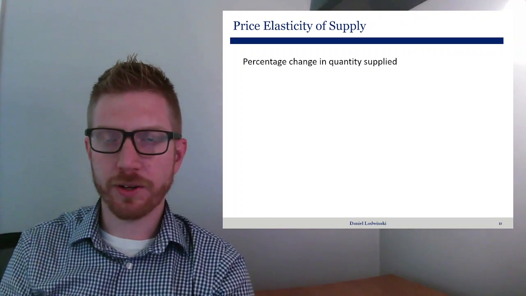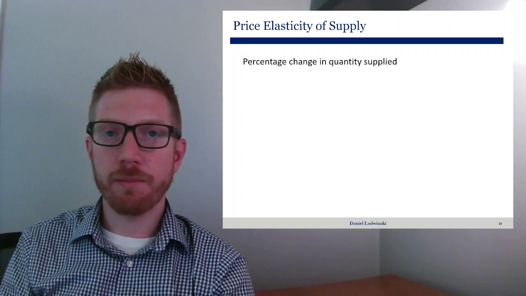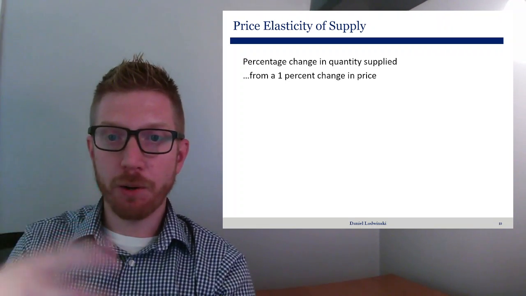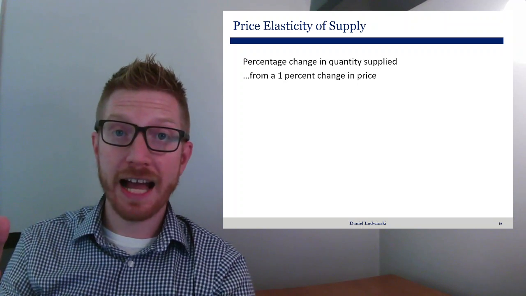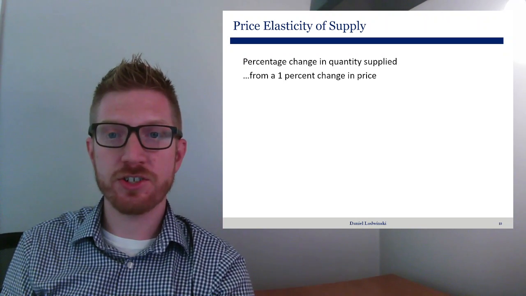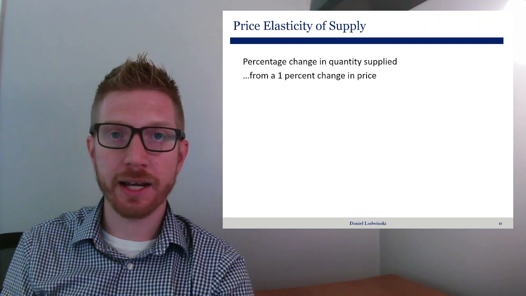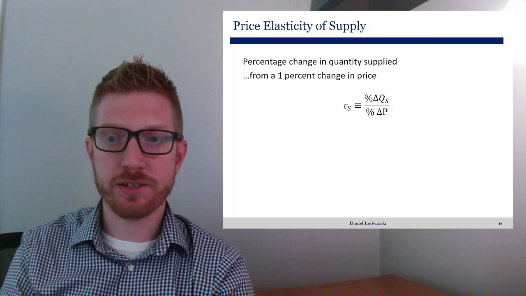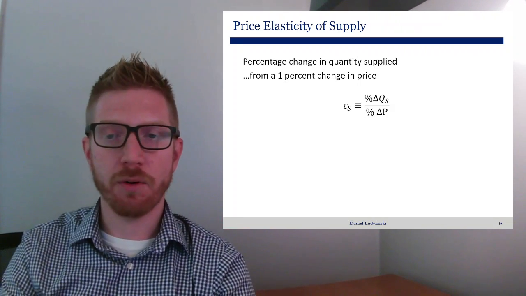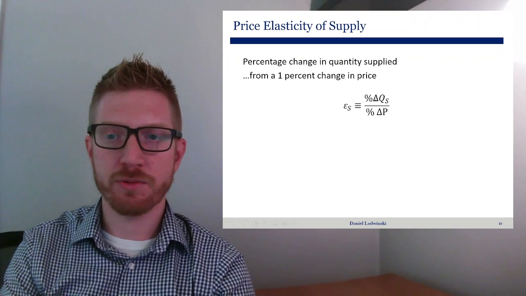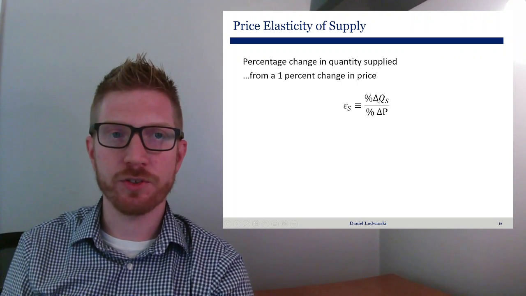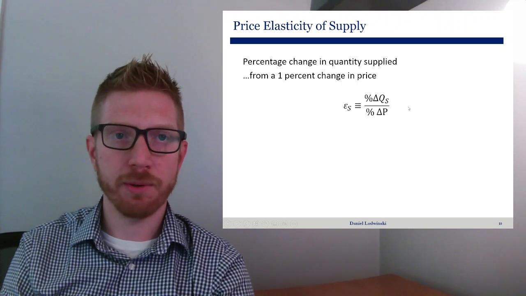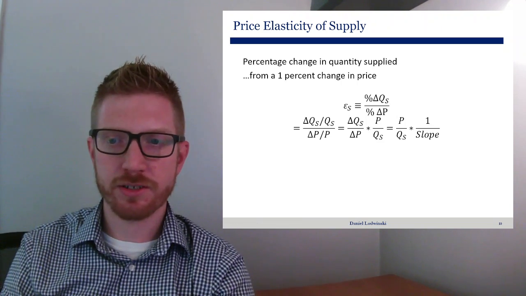So again, hopefully you're getting very familiar with the mathematical definition of elasticity, but we're talking about what is the reaction in terms of a percentage change in quantity supplied from an action, a 1% change in price. So that's just how it looks in a formula. Percentage, remember that large delta sign we use for change. Percentage change in quantity supplied divided by the percentage change in price.